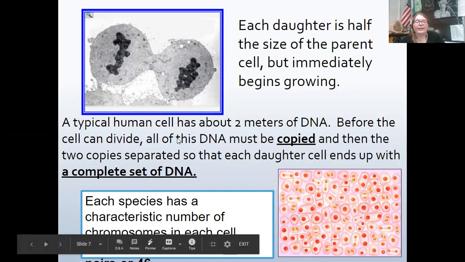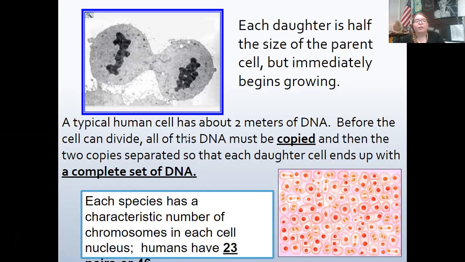So each species has a characteristic number of chromosomes in each cell. This cuts off at the bottom of the screen. Humans have 23 pairs of chromosomes. So 46 total. That's just a thing about us as people.